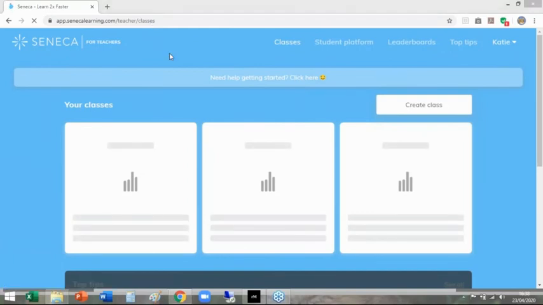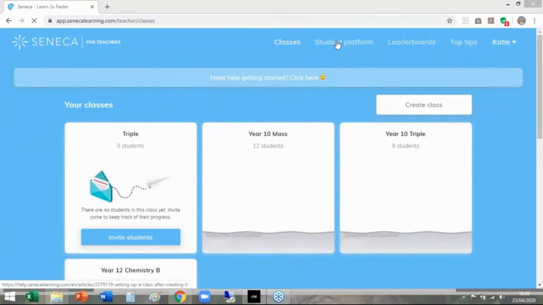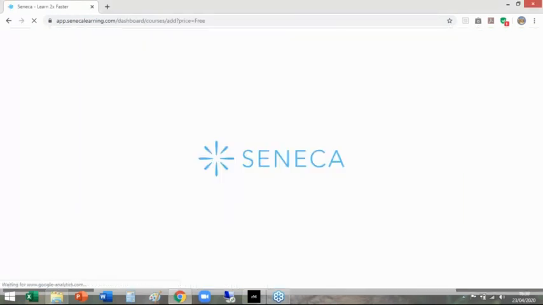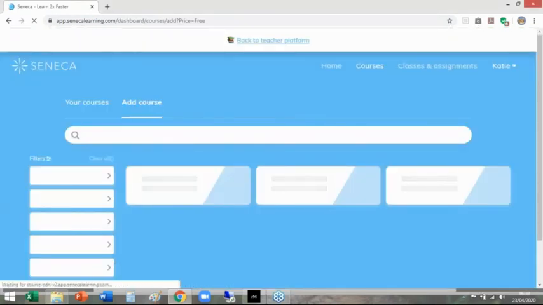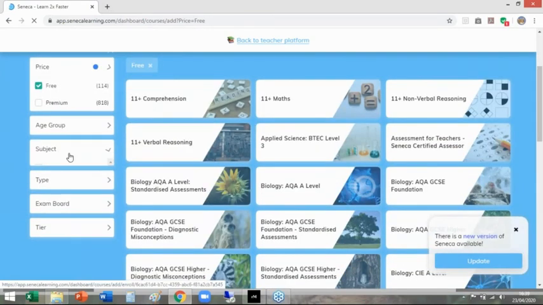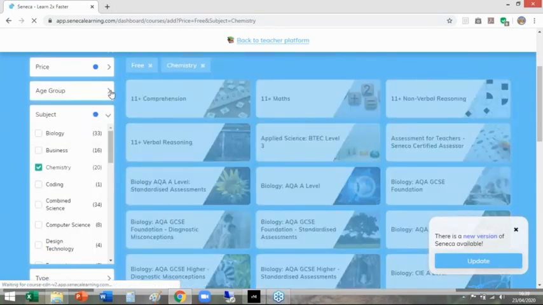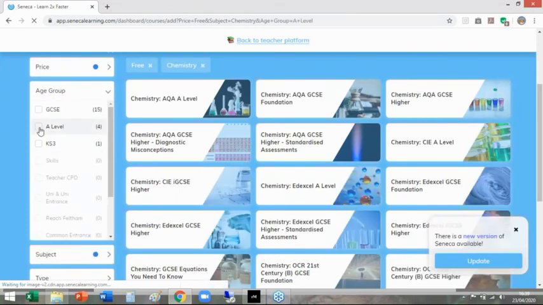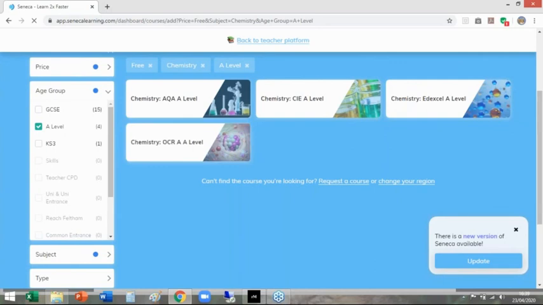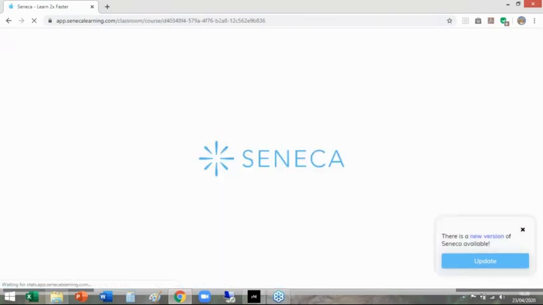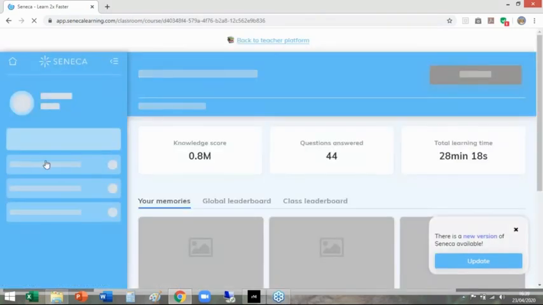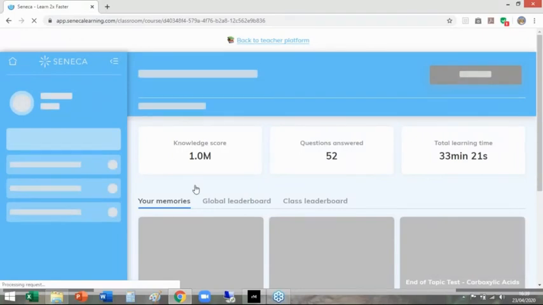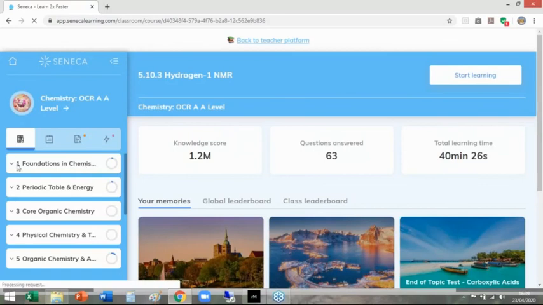So obviously this is a teacher account, so it's not quite the same. But if I click on student platform, you'll be able to see what you'll be able to see. There you go. So within that, you can go subject, chemistry, AQA, O level, no. Let's go to A level there. There we go, OCR A, A level. Now that's not necessarily exam questions, but it is little work-throughs of the different things.